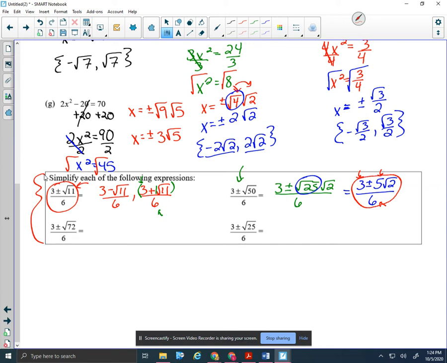So this is a little different. We have it simplified. We could write it as 2 separate answers, just like we did the last one, but we can't cancel anything. So moving on to the third one.